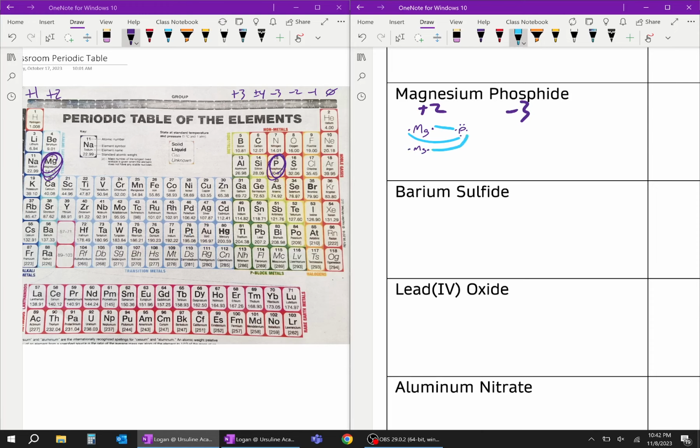Phosphorus is going to steal one more time, and then I need more phosphorus. 1, 2, 3, 4, 5. Gonna steal just once, and then I need more magnesium. 1, 2. It's going to steal twice. And at this point, everyone is happy, and I see that I need 3 magnesiums and 2 phosphoruses.